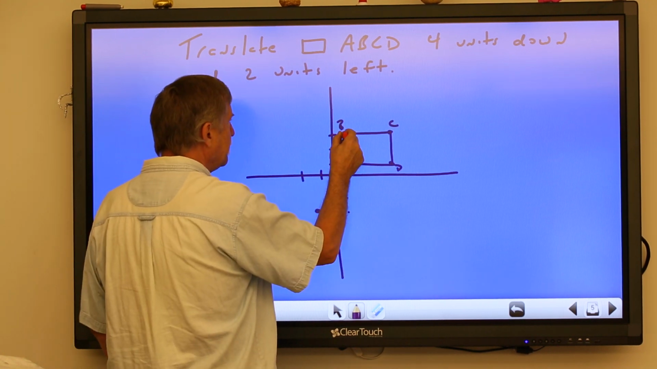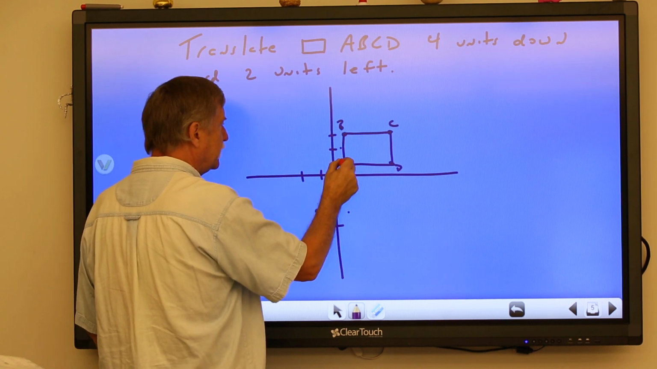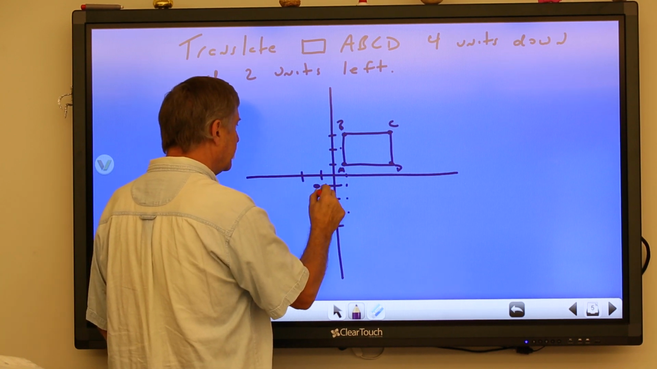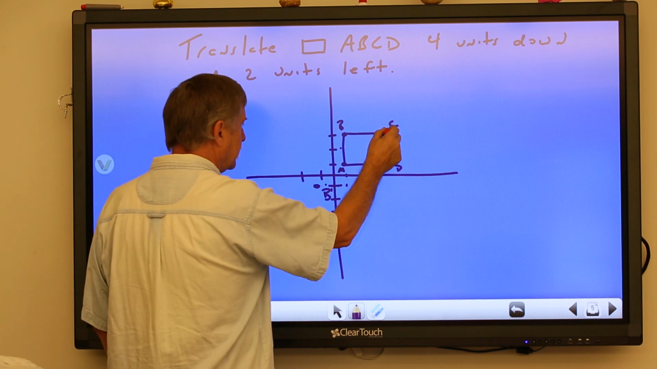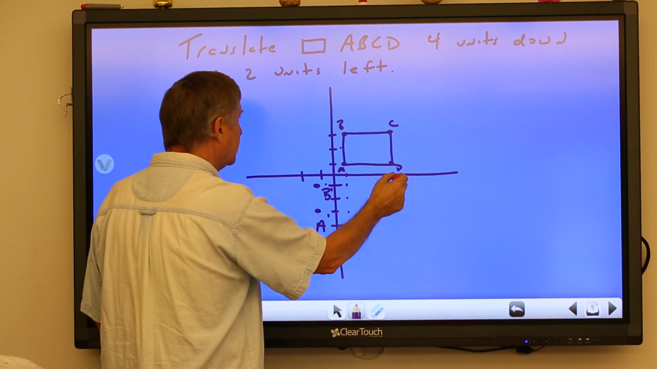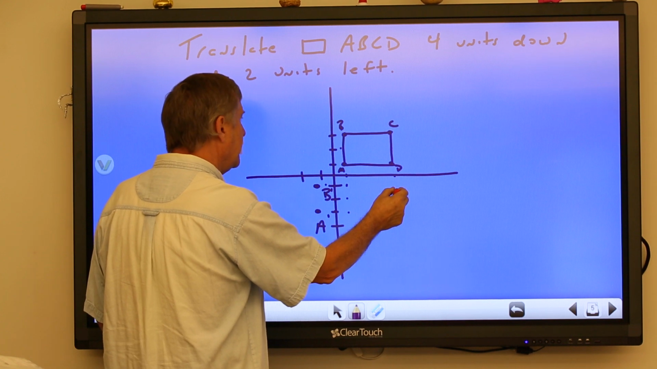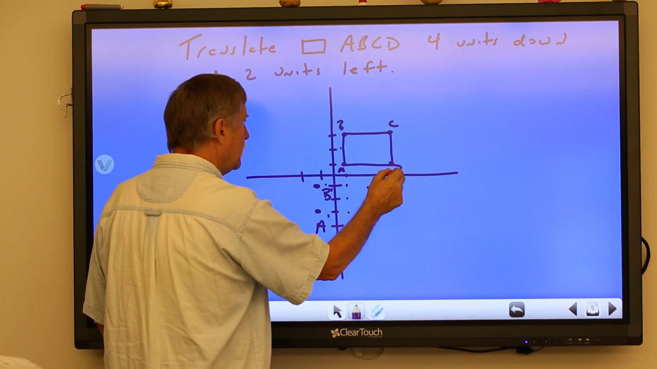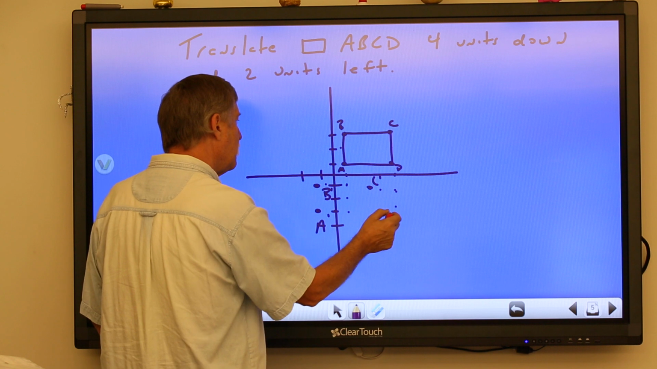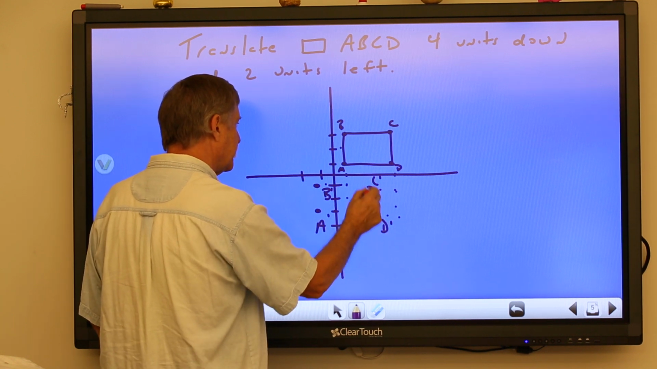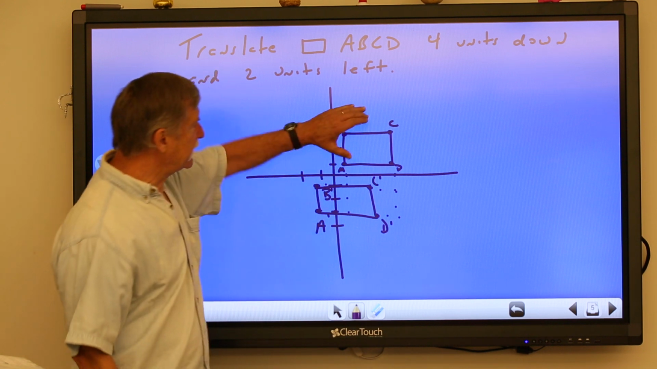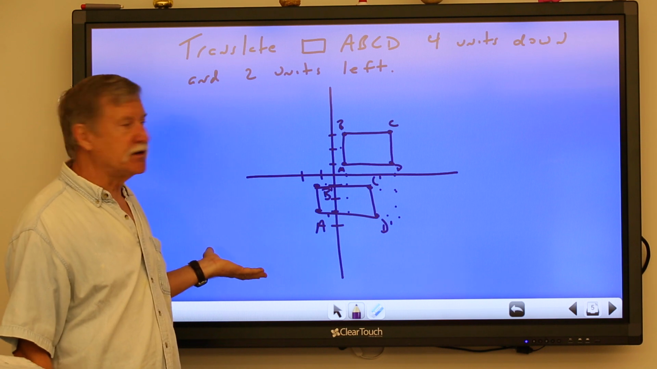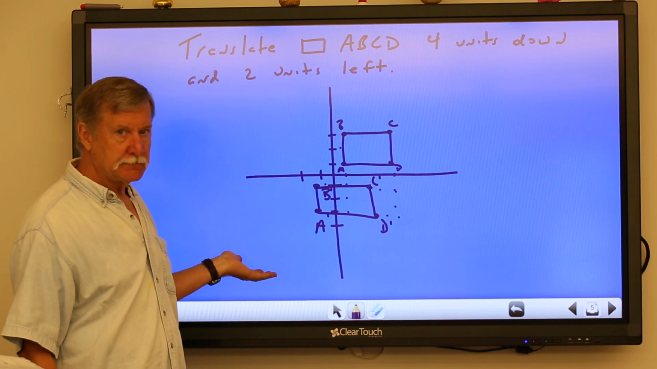Now I do the same thing with B. I start with B, and I go 1, 2, 3, 4 units down, and 1, 2 units to the left, and there's B prime. C, I go 1, 2, 3, 4 units down, and 1, 2 units to the left, and there's C prime. And D, 1, 2, 3, 4 units down, 1, 2 units to the left, there's D prime. Connect the dots. And what do you know? I've taken this and slid it down and over just a little bit. That's a translation, 1 vertex at a time.